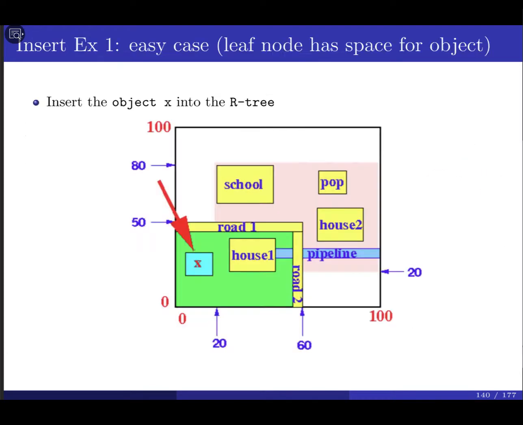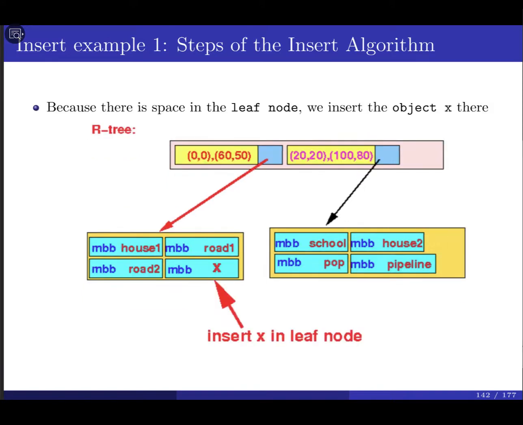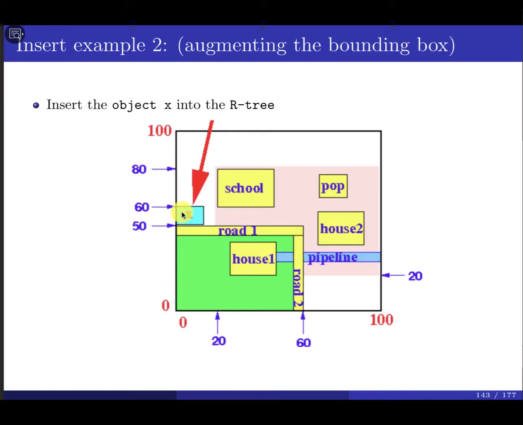So I'll give you this example. I want to insert X here, and we have 1, 2, 3. Remember, each leaf node can store 4 elements or 4 objects. So this case is perfect. This one is only in one bounding box. The first bounding box contains this element. Follow this one. You have space, so I'm going to insert it here. I'm done.